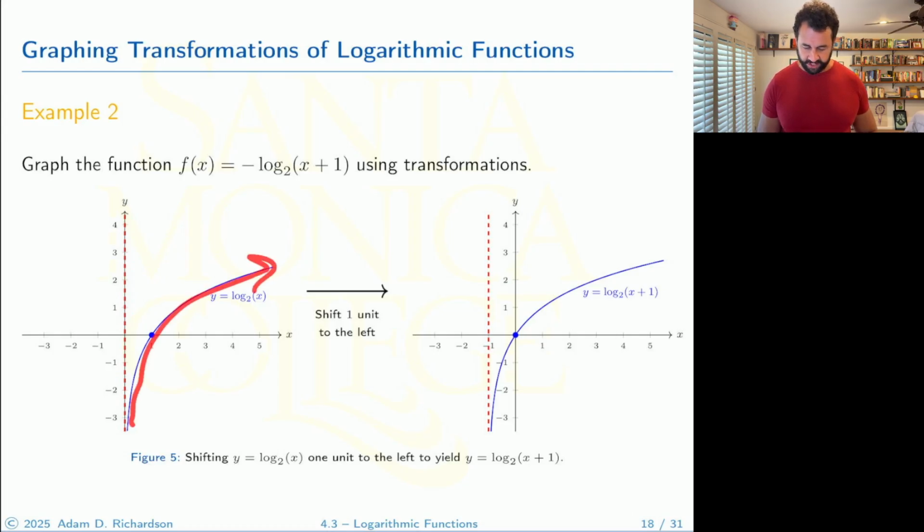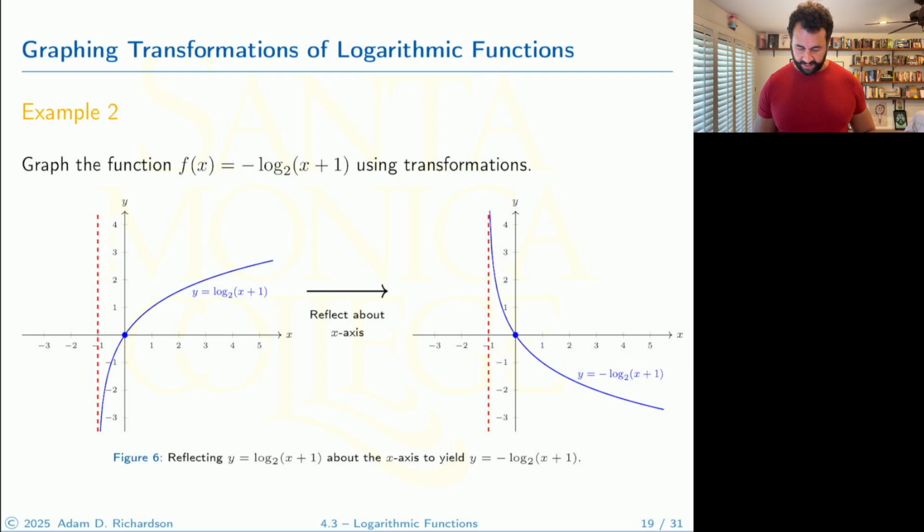Here's the parent function, log base 2 of x, shifts 1 unit to the left, and then we're going to vertically reflect, just like that. That's it. Noted, yeah. So the asymptote moved. This was like this, and then when we reflect it vertically, it looks like that. And there you go. So that's pretty much it. You'll get to practice that more on the homework and on the activity and such.